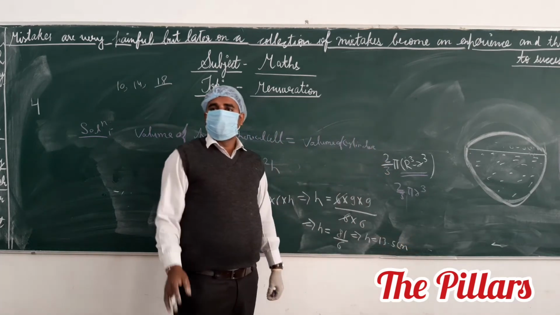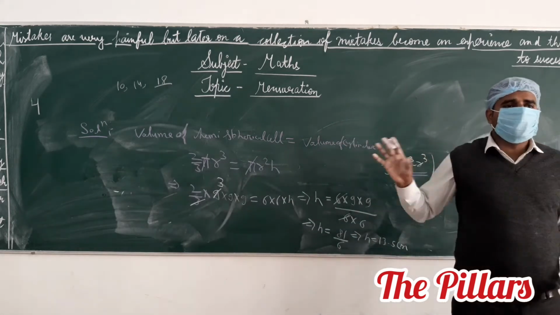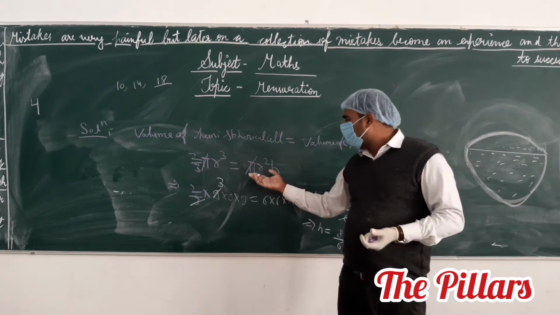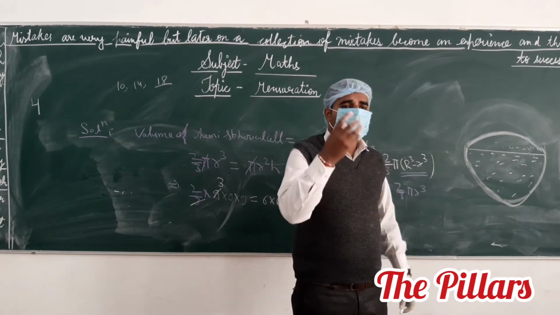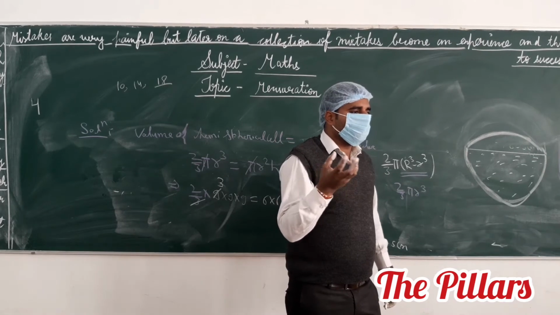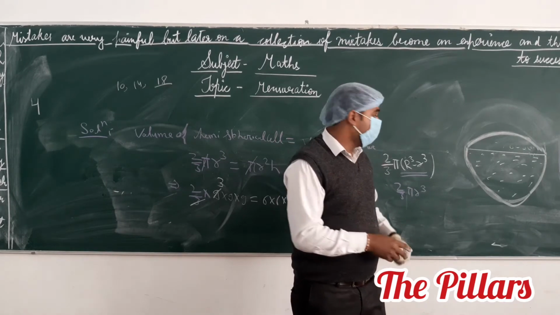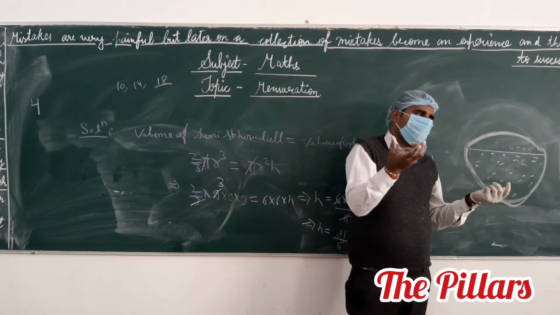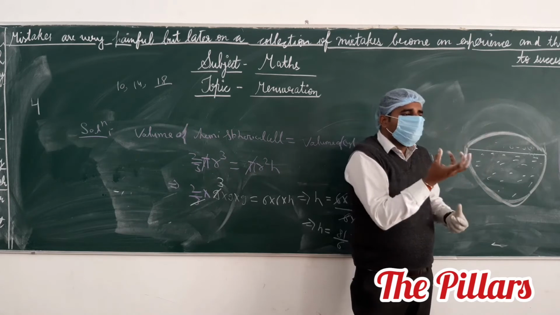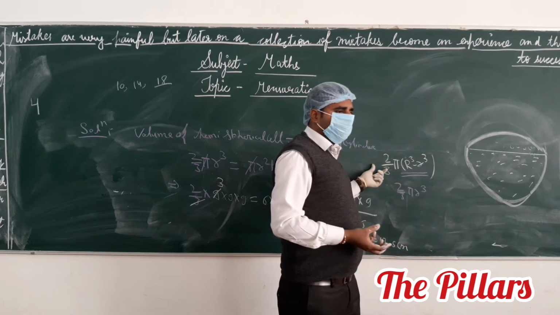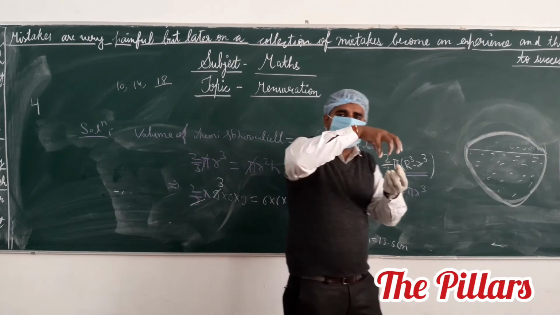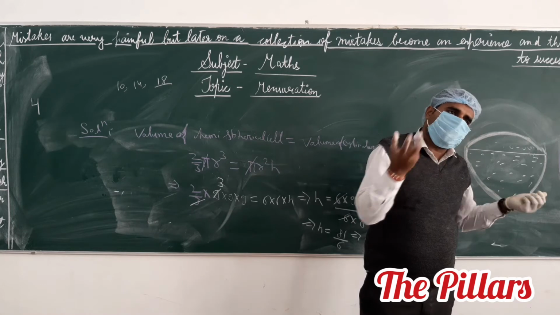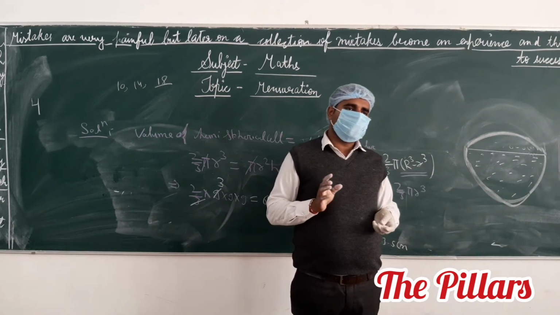What is the idea here? In conclusion, if we have to calculate only the internal volume, then you have to apply the 2 by 3 pi r cube and pi r square h. Whenever the question is asked about the thickness of the material, then you have to apply this type of formula. But here the question is asked about the internal volume. What is the internal volume? Whenever you have to put any material inside, it will be a solid hemisphere and a solid cylinder. In this question, does anyone have any doubt?